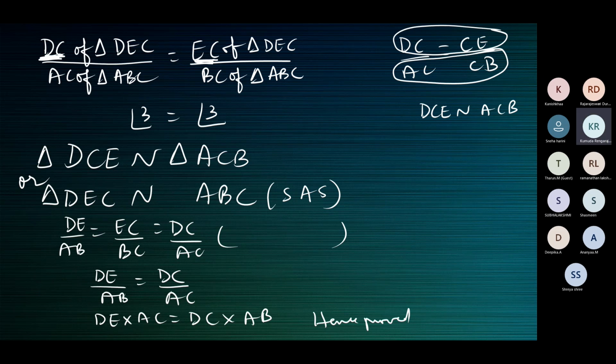AC and BC should include that angle. Those two angles must be equal. Here it happens to be the common angle, but not always does it have to be the common angle. When there are two different triangles altogether, how will you have a common angle? Then the angle included by the two sides of one triangle should be equal to the angle included by the two sides of the other triangle. That's how SAS is used.